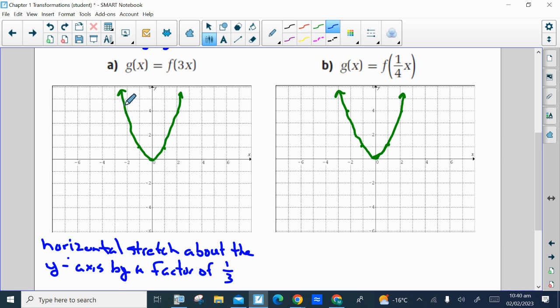So here, this point is where x was -2. Multiply that by 1/3, it'll be -2/3. Here we had an x value of -1, times 1/3 would be -1/3. 0 times anything stays 0. 1 times 1/3 is 1/3. 2 times 1/3 is 2/3. So this graph got super skinny. That is the end result when we horizontally stretch it by a factor of 1/3.